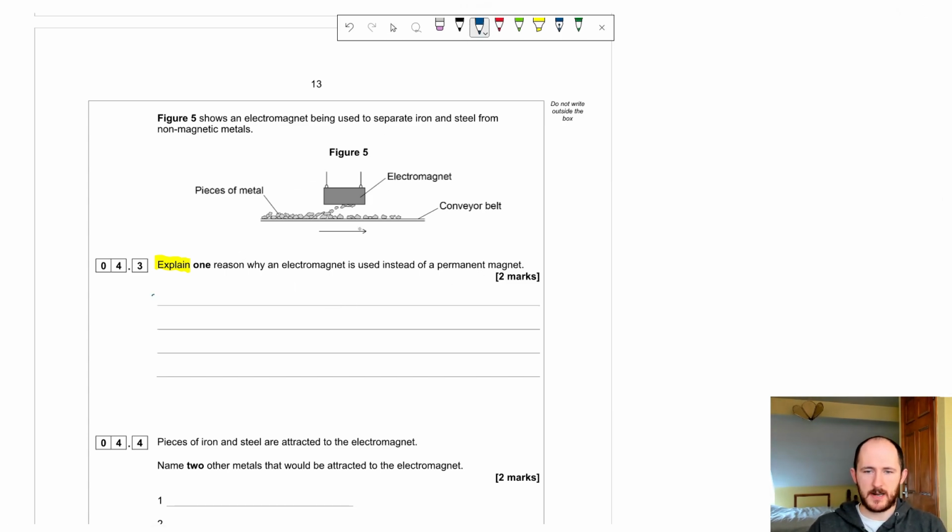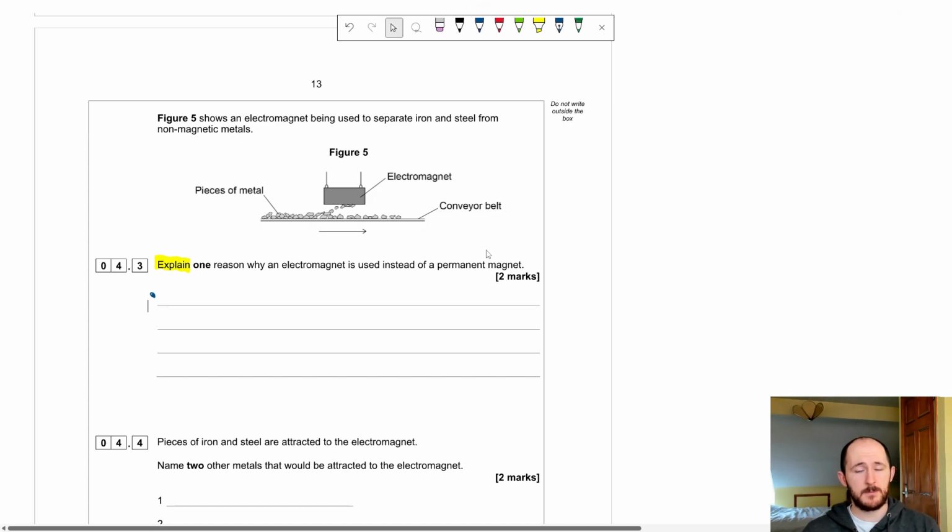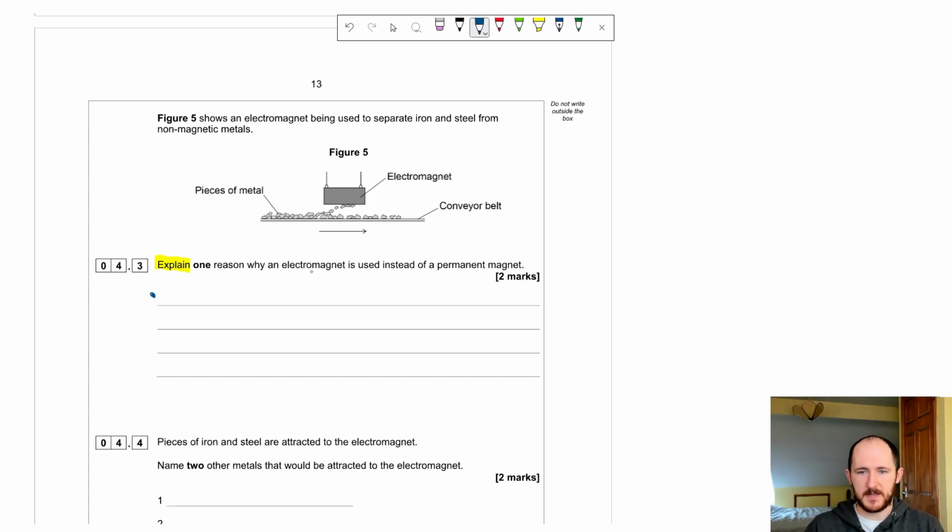So what I like to do is I like to have a bullet point. What's the reason? Well, what's the difference between an electromagnet and a permanent magnet? The only difference, really, is that you can turn off an electromagnet. That's it. Right? That's kind of the key point. Now, why is that useful?